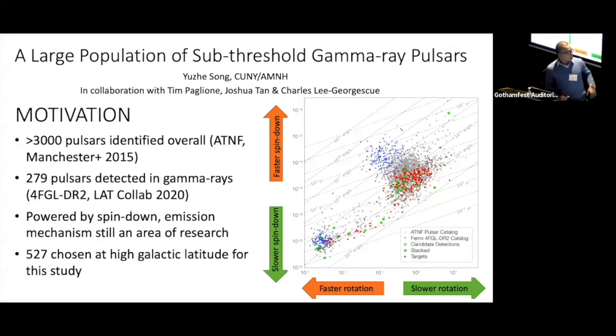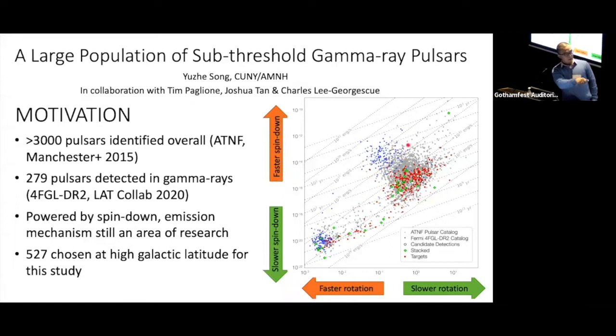So the motivation of this work, mainly we can figure out from this diagram on the right. This is a diagram that describes the spin down rate of the pulsar, which is on the y-axis, against the spin period of the pulsar, which is on the horizontal axis. So essentially, if we can measure both quantities for a pulsar, we can plot them on the diagram.